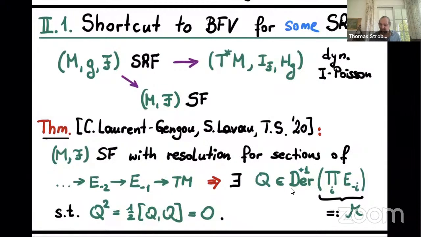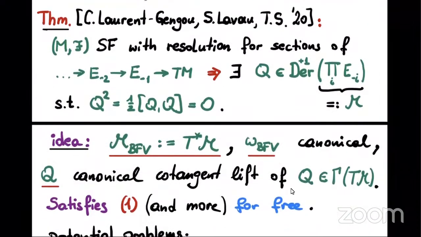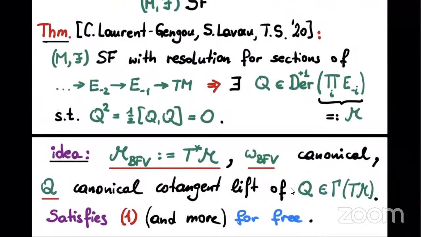One way of saying this, in the Voronov spirit, is that you look at the graded bundle. This E_{-i} you consider of degree minus i, or the functions of degree plus i on it. And you take this as a graded manifold. Then there exists a degree plus one vector field on it, which squares to zero. So that's one way of saying that this is a Lie infinity algebroid. Perhaps I should put a star on the product of the dual bundles.